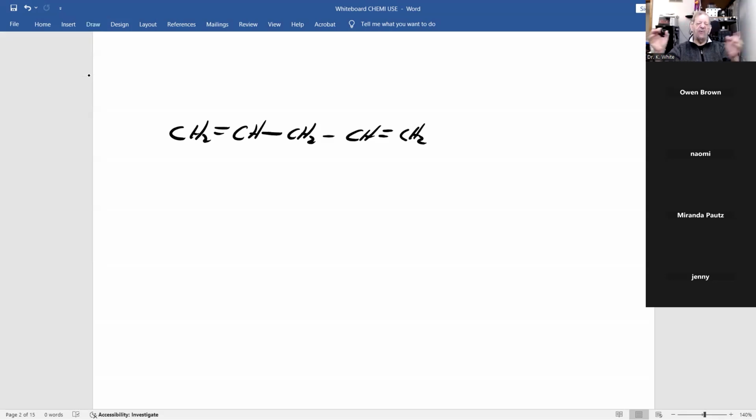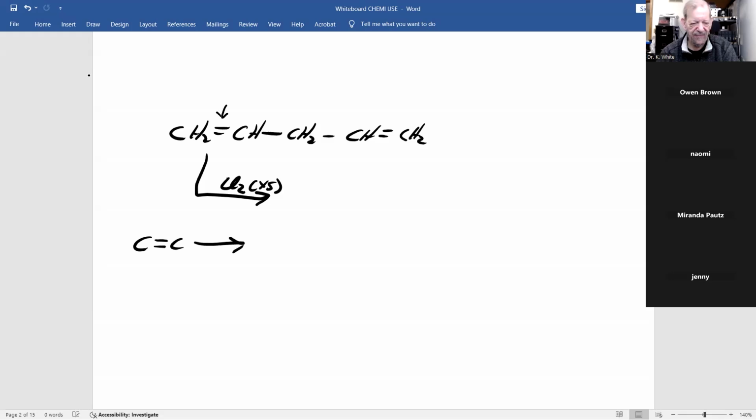Again, when you have more than 1 double bond, and each double bond is separated by 1 or more carbons, they act like it's alone. So if I were to take this molecule and react it with excess chlorine, why excess chlorine? Because you have 2 double bonds. Well, chlorine will react with a double bond like this.